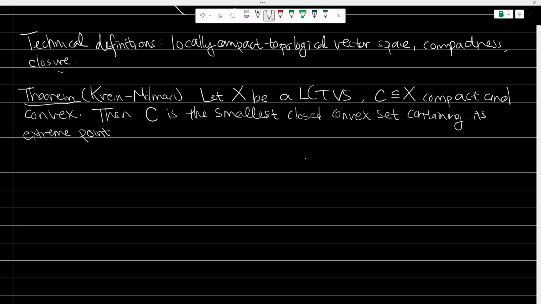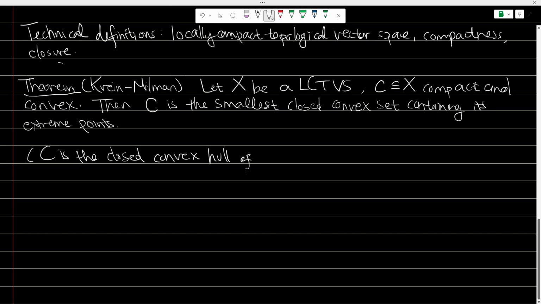And one way to say this is C is its own closed convex hull of its extreme points.